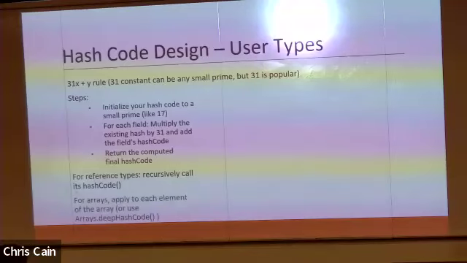For arrays, because arrays could be a type, you of course have to apply this to every element in the array. So if you have an array of 1,000 elements, you're going to call the hash code on every element. If it is a built-in array, so it's not an array list or a linked list, you can use Arrays.deepHashCode, that will calculate it for you.